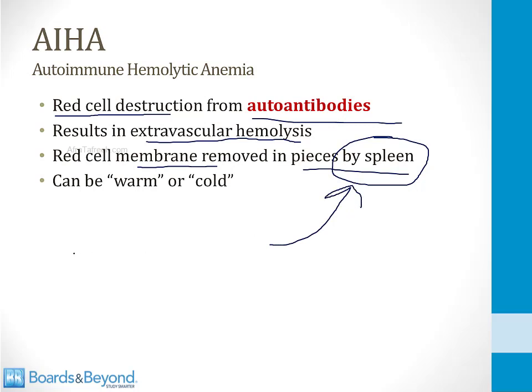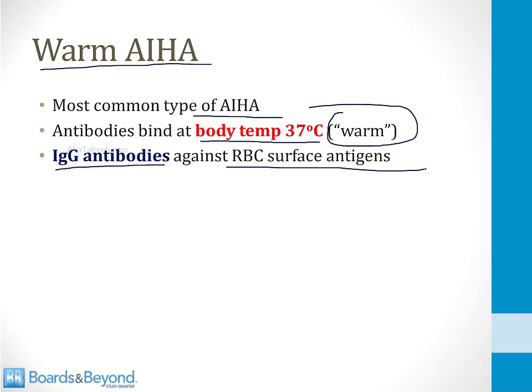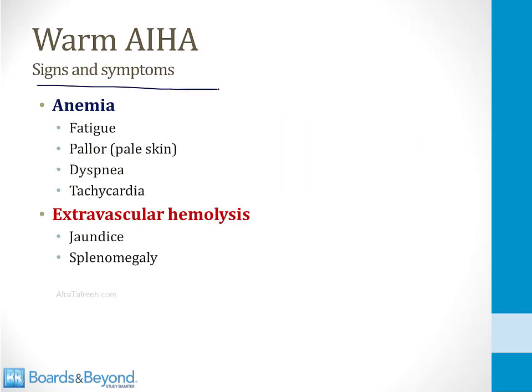And there are two subtypes of autoimmune hemolytic anemia depending on the temperature at which the antibodies bind. One is called warm and the other is called cold. Let's talk about warm hemolytic anemia first. This is the most common type of autoimmune hemolytic anemia. In this condition, antibodies bind to red blood cells at body temperature of 37 degrees Celsius, hence the name warm. In this condition, IgG antibodies develop against red blood cell surface antigens, and this is what leads to the hemolytic anemia.